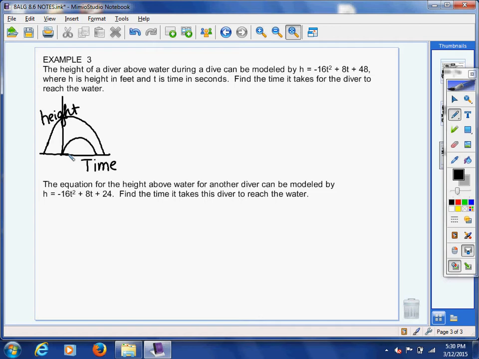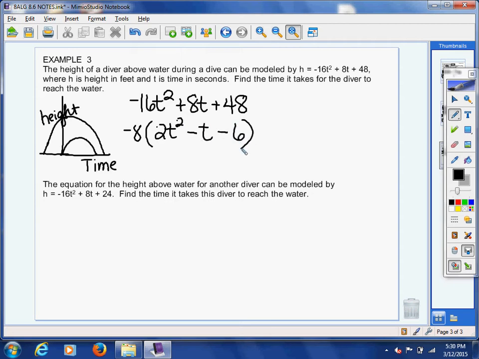So anyway, what we want to figure out is how much time it takes her to reach the water. So we're going to take our negative 16t squared plus 8t plus 48, and we're going to use our factoring strategy. I'm not going to graph it, we're actually going to factor it. So I see a GCF. Let's go ahead and take out a negative 8, and that's going to leave us with 2t squared minus t minus 6. Okay, so that looks great.